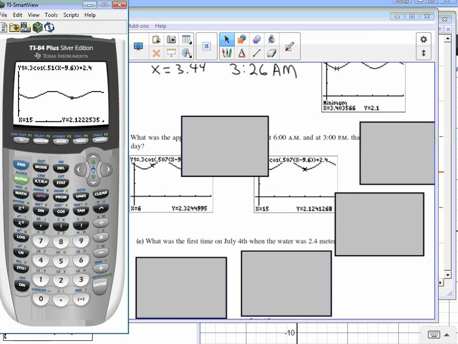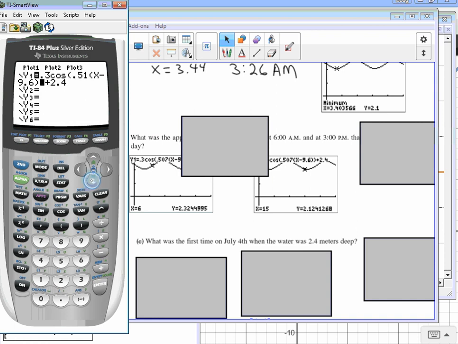What was the first time on July the 4th that the water was 2.4 meters deep? When is the first time it hit exactly 2.4? I'm going to go to y equals and put 2.4 in so that I get my graph that includes that depth. When is the first time it's 2.4? Probably back here. I am going to calculate an intersection, choice 5. First curve, the cosine, second curve, the 2.4. My guess, 0.1. I think it's really close.